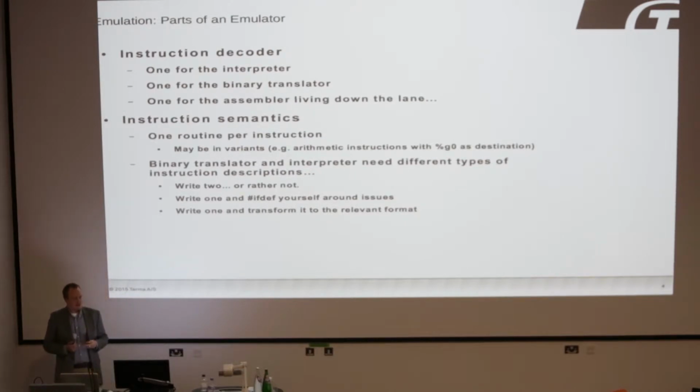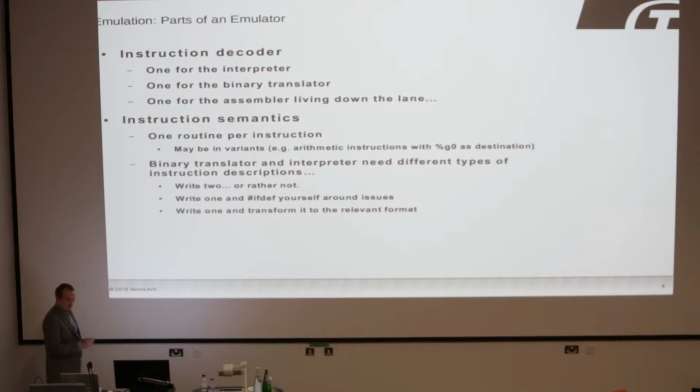Now, in addition to the decoders, you need some type of instruction semantics. So usually you have one routine per instruction, but you might have different variants. So in the SPARC architecture, which is used in the European space industry, you have a special register 0, which is hardwired to 0, and you might have special variants of instructions when they write to 0 because you're not using the result. So you can speed certain things up a bit.